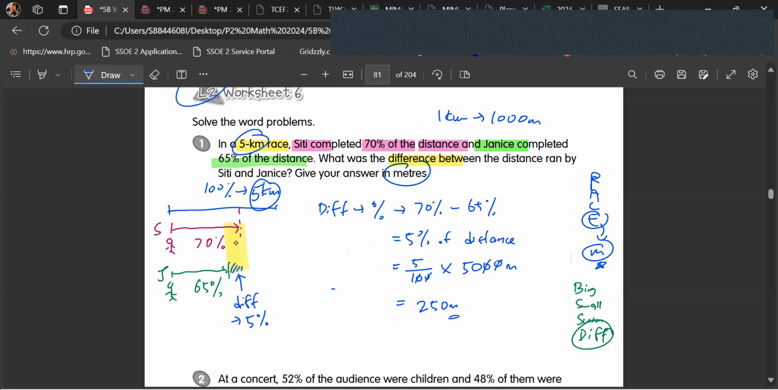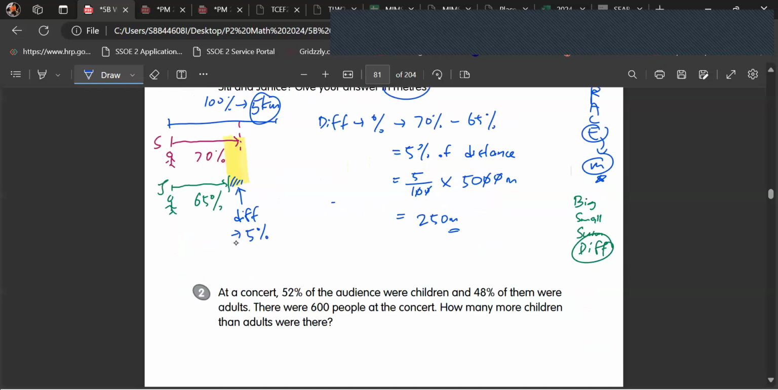Now look, if in exam time I cannot remember this, then I go and take 70% times 5,000 minus 65% times 5,000. You will get the full mark also, but long steps. Okay? So here I give you the shortcut. Okay, last question.